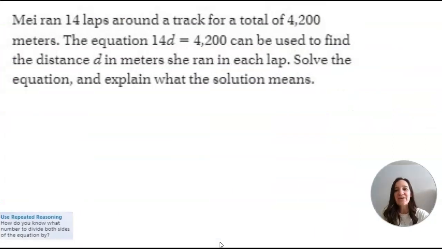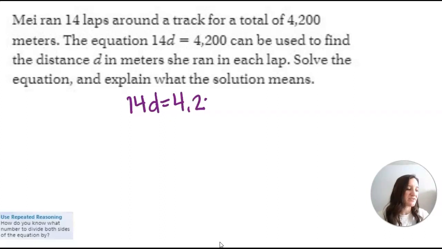Okay, so May ran 14 laps around a track for a total of 4,200 meters. The equation 14D equals 4,200 can be used to find the distance D in meters she ran each lap. Solve the equation. We don't know what D is, so we need to figure out what D is, isn't it?